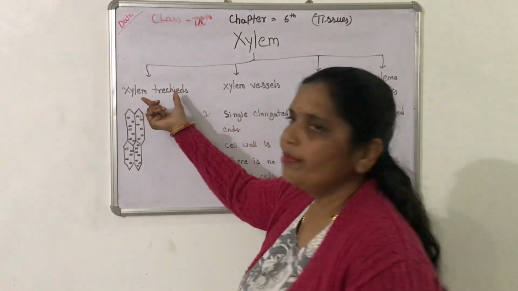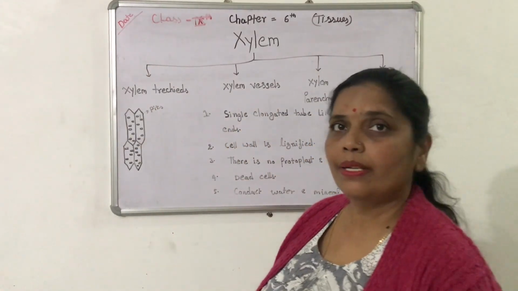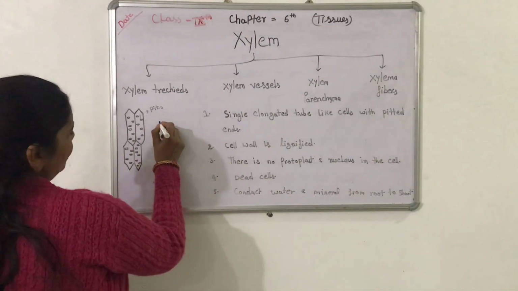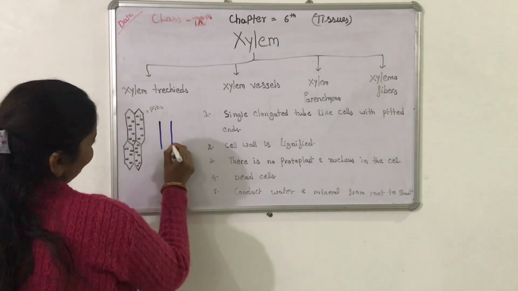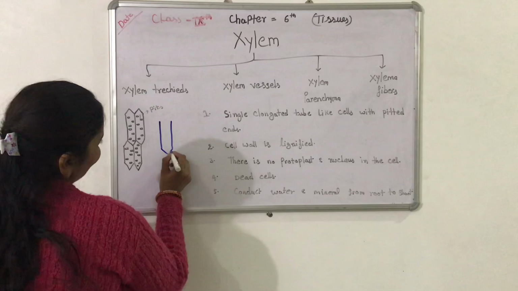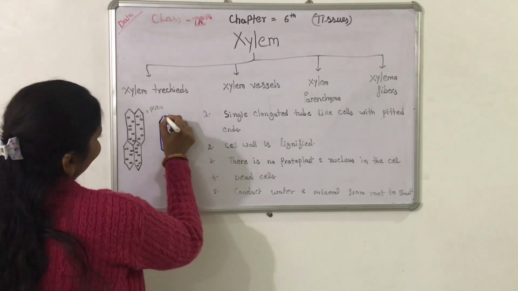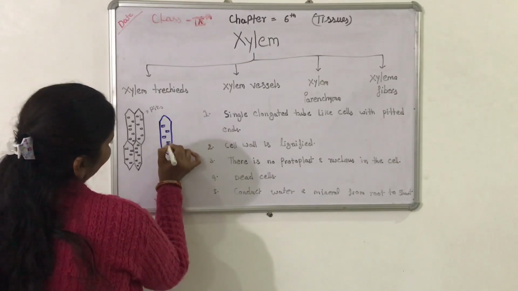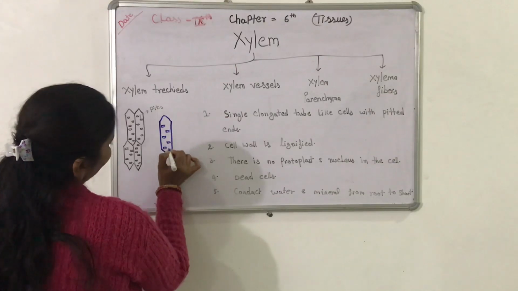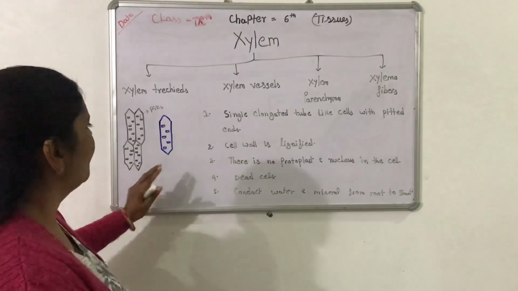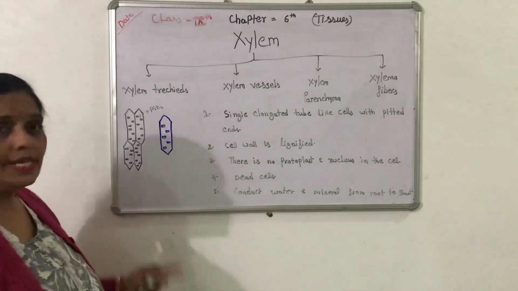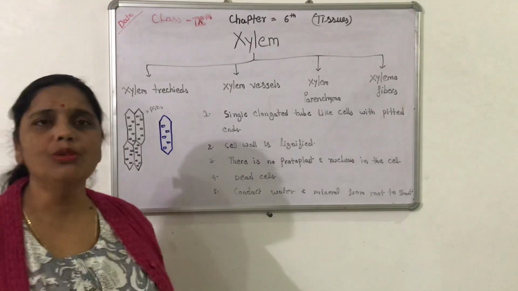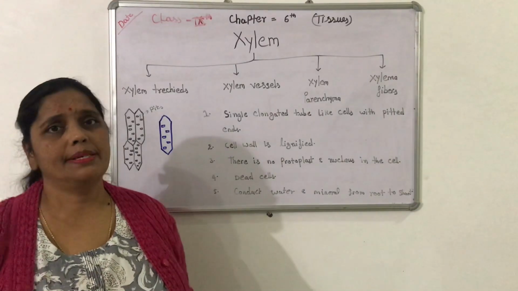Let's first see the xylem tracheids. These are basic cells which constitute xylem tissue. This is an elongated tube-like structure with pointed ends. And these are pits in the cell wall of the tracheid. The cell wall is lignified and as they mature, they lose their protoplast and nucleus. That is why these are dead cells.